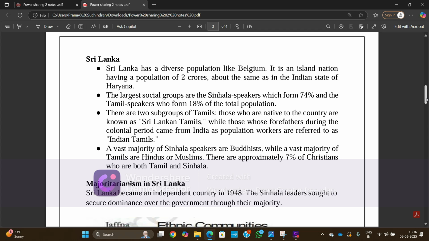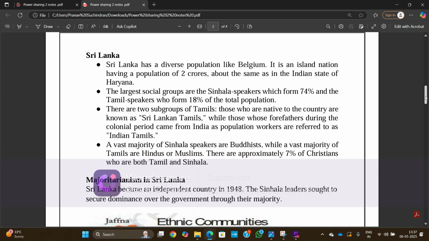So now let us look at the ethnic composition of Sri Lanka. The majority is constituted by the Sinhala speakers, who constitute around 74%. Tamil speakers constitute around 18%. The Tamil speakers are further classified into Sri Lankan Tamils, who constitute around 13%, and Indian Tamils, who constitute around 5%. The Sinhala speakers were Buddhists, and the Tamil speakers were both Muslims and Hindus. 7% of the country's population was constituted by Christians, and the rest 1% was mixed religion.